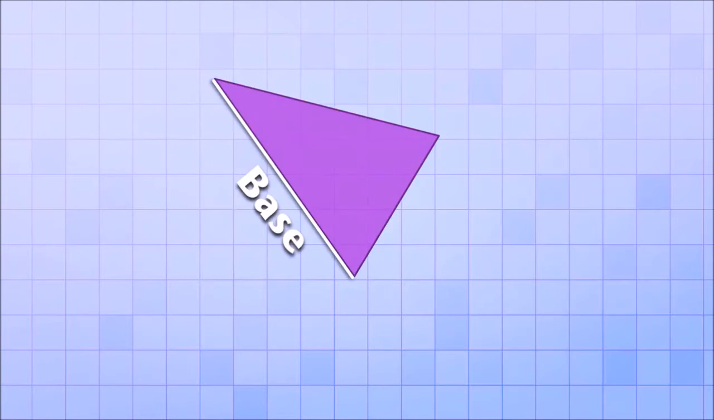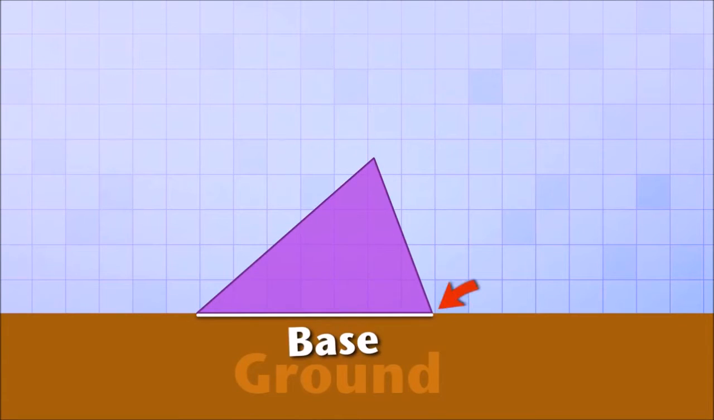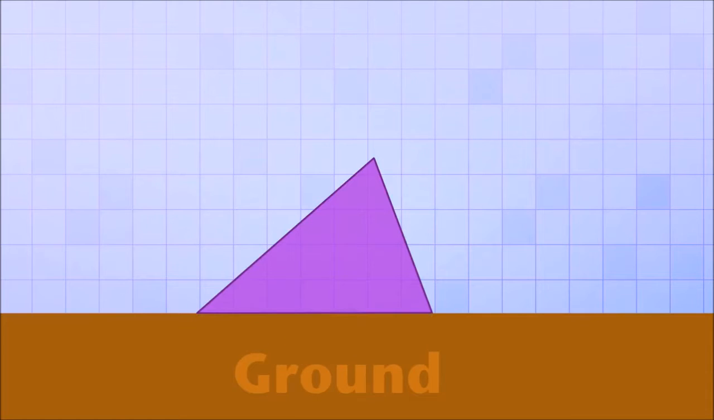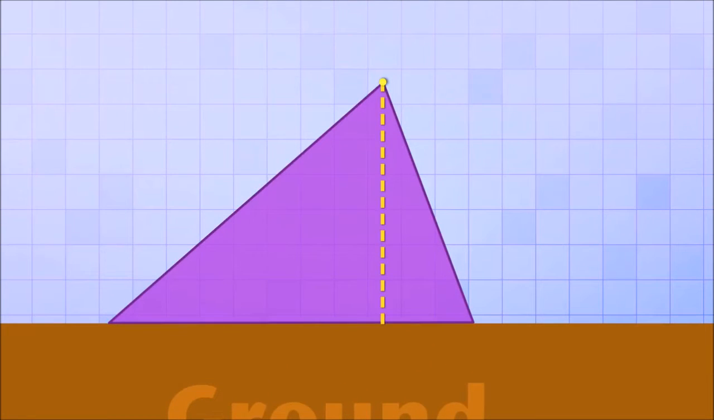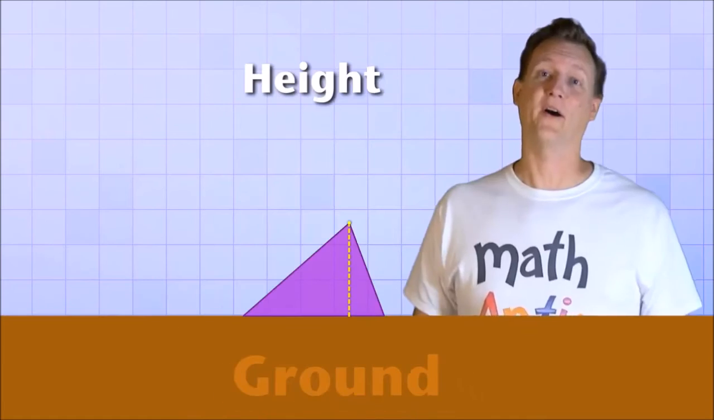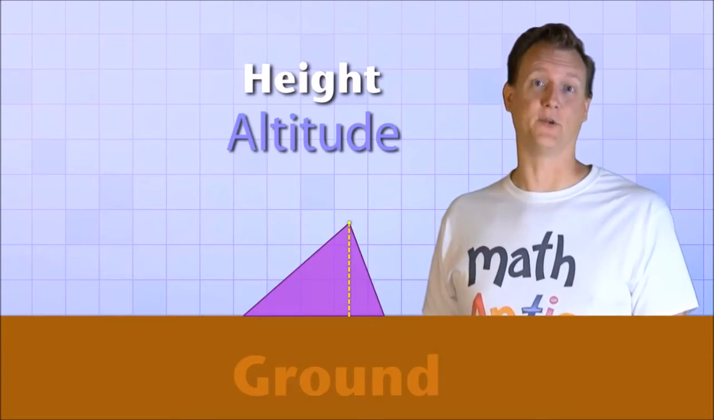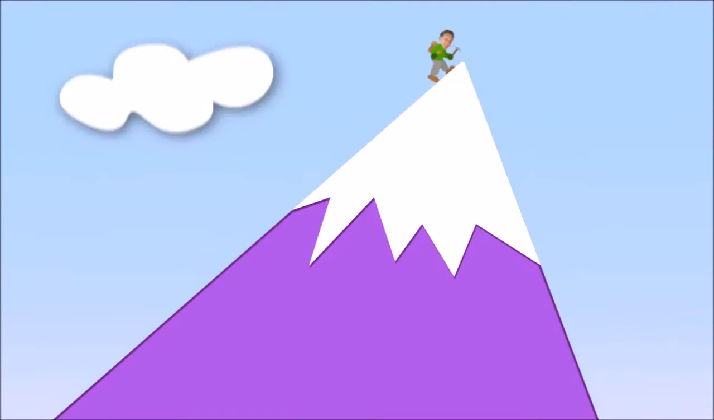Once we decide which side the base is, we imagine setting the triangle down on the ground so that its base is flat on the ground, like this. Next, we find the highest point of the triangle, which is the vertex that's not touching the ground. From that point, we draw a line straight down to the ground. The line we draw must be perpendicular with the ground. The length of that line from the tip of the triangle to the ground is called the height of the triangle. Oh, some people call the height of a triangle the altitude, which makes a lot of sense if you pretend that your triangle is a tiny little mountain.